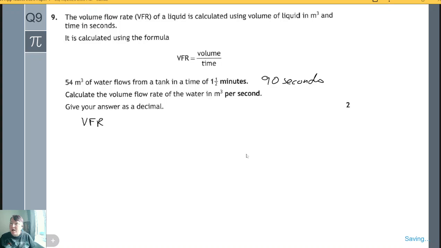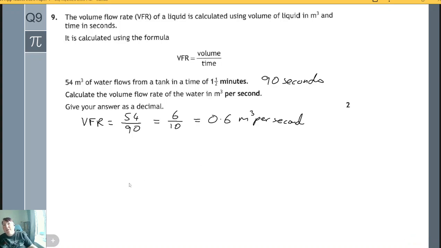Our VFR is going to be 54 over 90. Now, 54 is in the 9 times table. That will make making decimals easier. 54 is 6 times 9. 6 divided by 10 is the same as 0.6. And we're looking for meters cubed per second. So I'm going to write that on there as units. Okay, there we go.